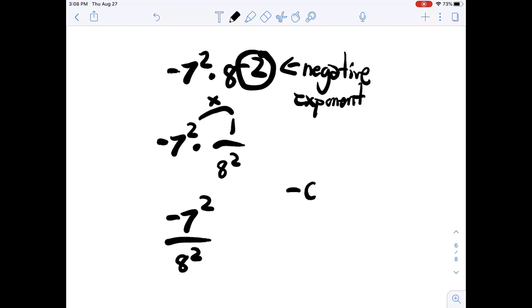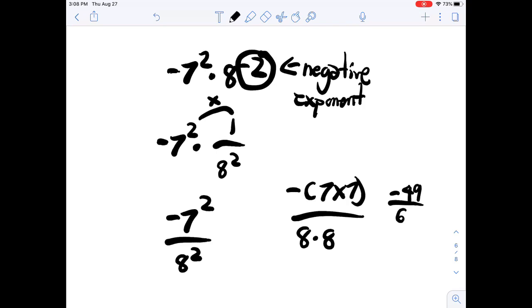And from here, we can solve. Negative 7 times 7 over 8 times 8. From here, we get negative 49 over 64. This is the final answer.